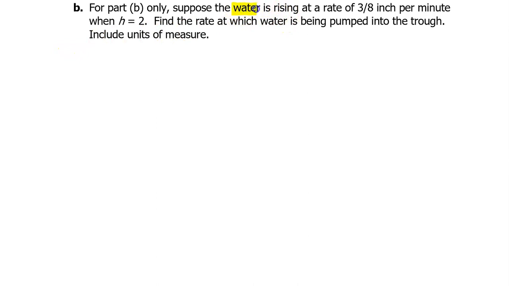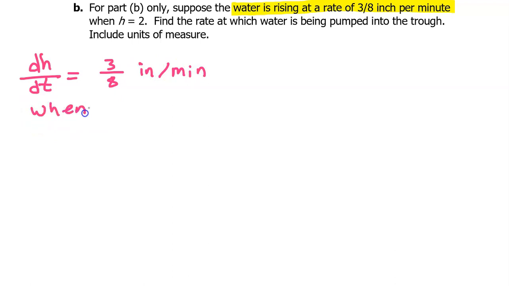The water is rising at a rate of 3/8 inches per minute. So we're talking about the water level, the height. They gave us the variable h for this. And we're talking about the rate of change of this height. So in other words, we are given that dH/dt, the rate of change of the height, is equal to 3/8 inches per minute, when h is equal to 2.